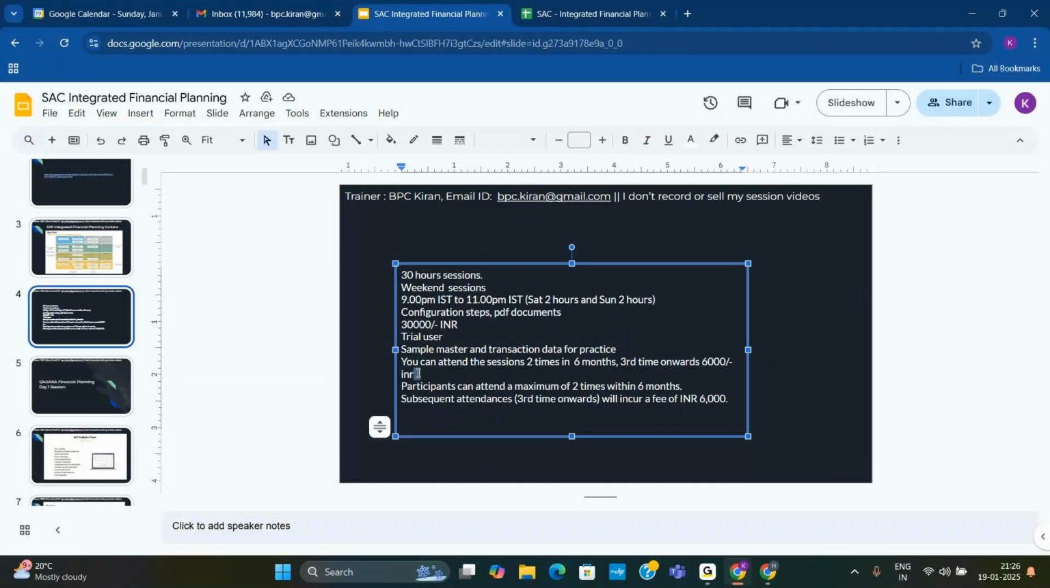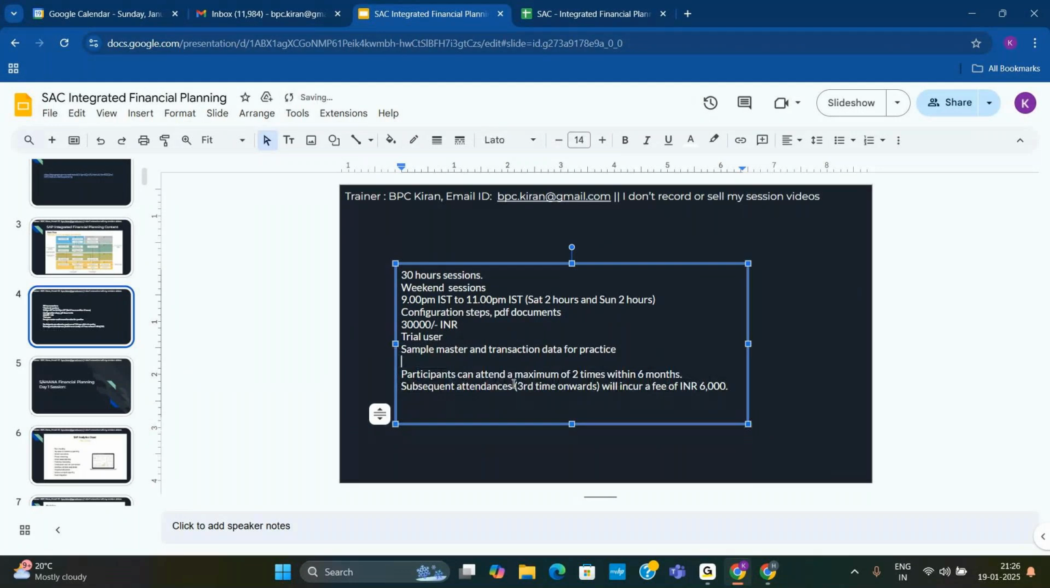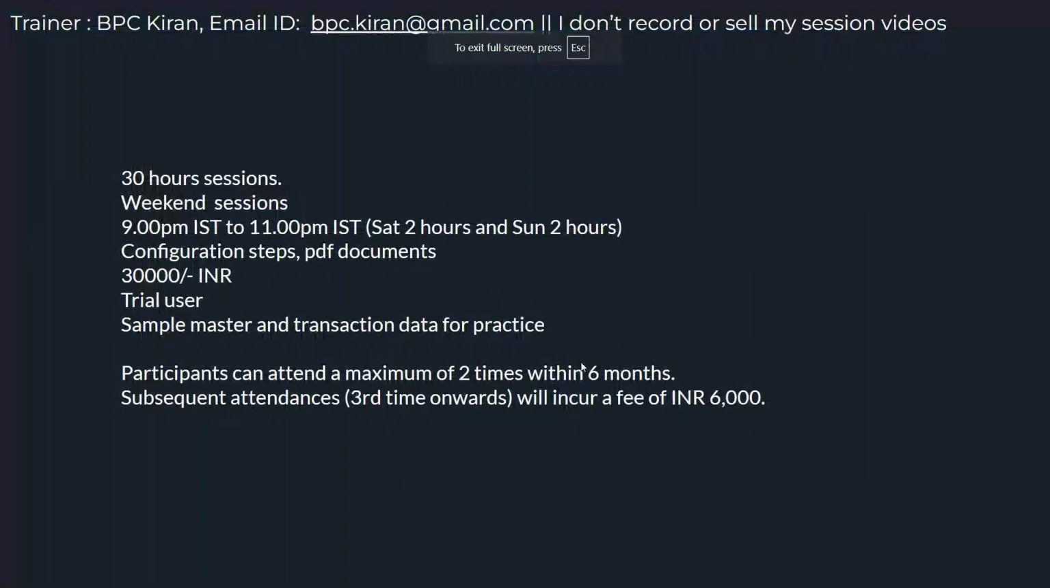You can attend these sessions 2 times in 6 months. Every 2 months I start. So participants can attend a maximum of 2 times in 6 months. For example, after 6 months you may want to attend again because of new changes or whatever. From the third time onward, for subsequent repeats, you have to pay 6,000 INR.